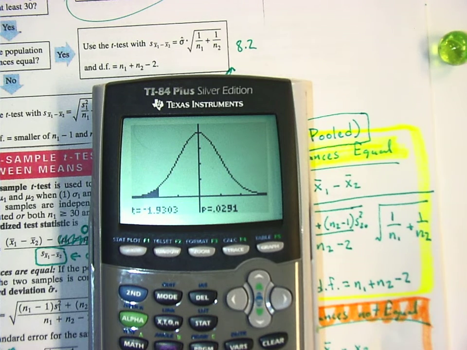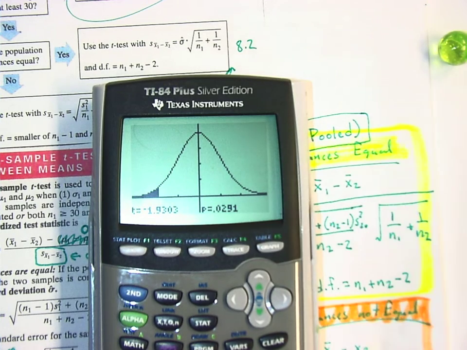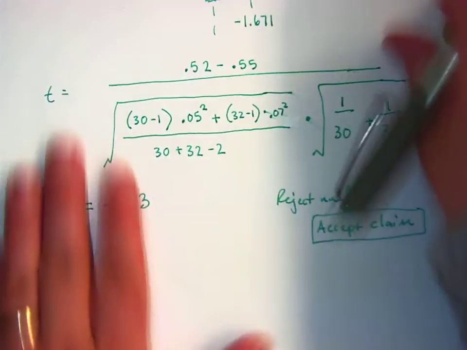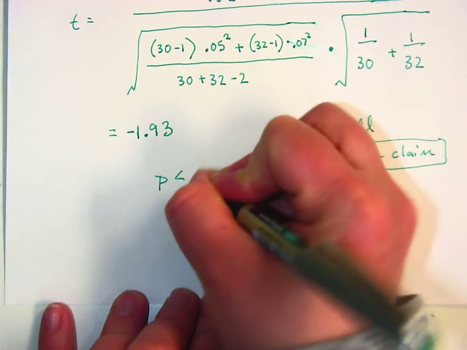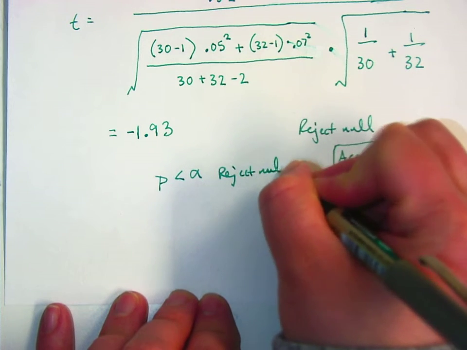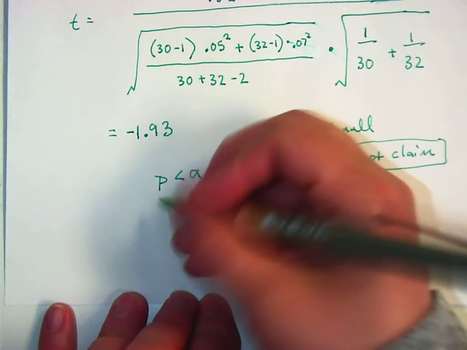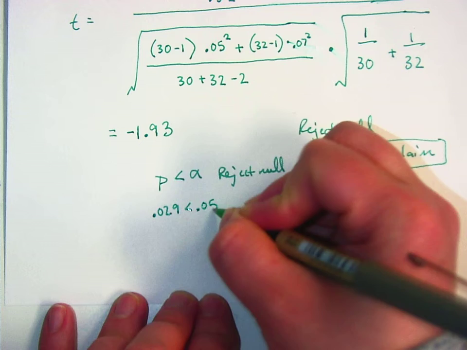Going back to the p-value, the p-value has to be done through your calculator since the chart we have does not tell you any areas, which is 0.0291. And if the p-value is less than alpha, you reject the null. So if p is less than alpha, you reject the null. And in this case, it was 0.029, which is less than 0.05.